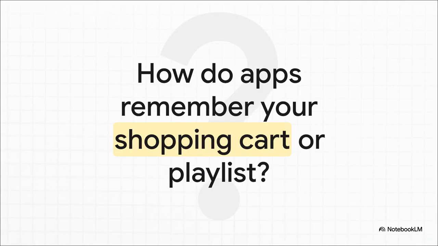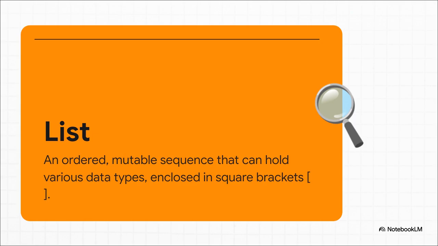So you ever wonder how an app, say your shopping app, remembers every single thing you toss in your cart? Or how your music player keeps track of that perfect playlist you made? I mean, these things aren't set in stone, right? You're always adding stuff, taking stuff out. Well, the secret to juggling all that, it's a really simple but incredibly powerful data structure. And yep, you guessed it, that structure is the Python list.